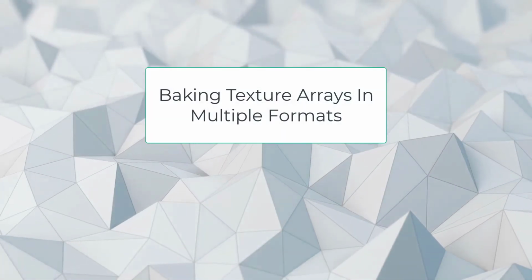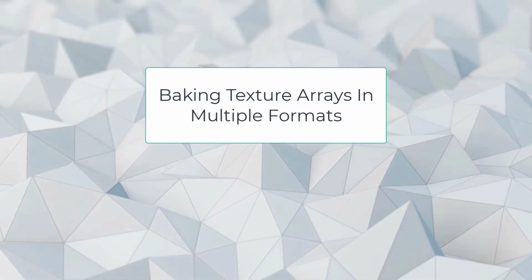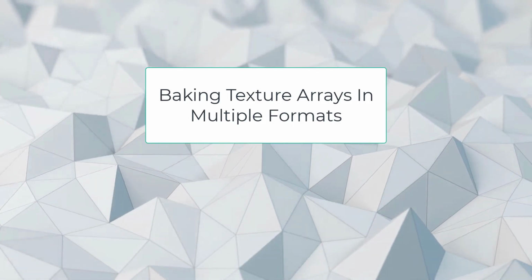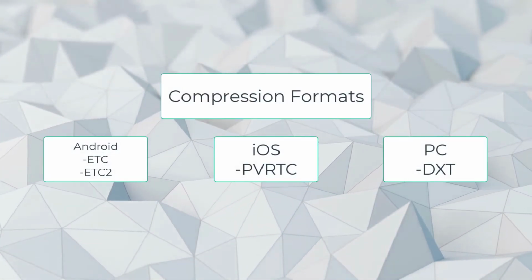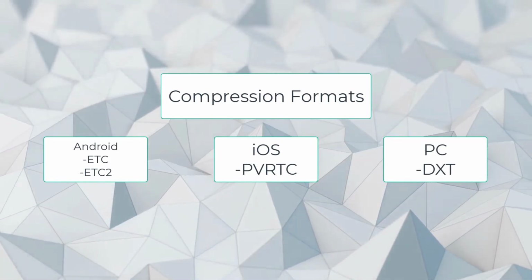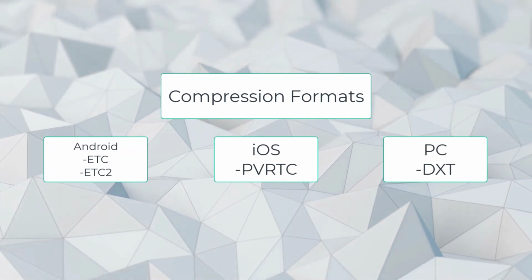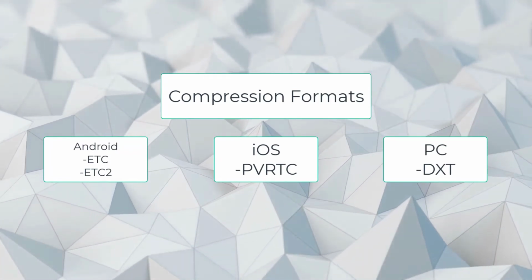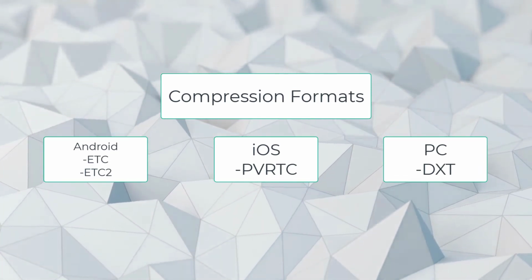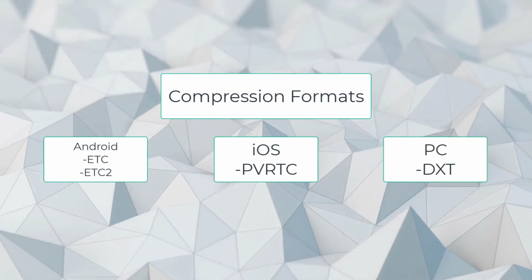To get good performance from GPUs, it is necessary to compress textures in texture arrays. Unfortunately, different platforms usually require different texture compression formats. For example, Android typically uses compression formats ETC and ETC2. iOS typically uses PVRTC. Desktop PCs typically use DXT formats. Unity does not provide a way to switch the compression format of a texture array once it's been created. This means that a separate texture array must be created for each required compression format.